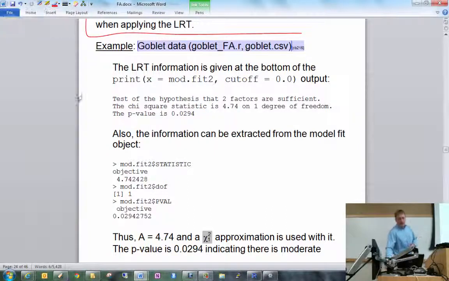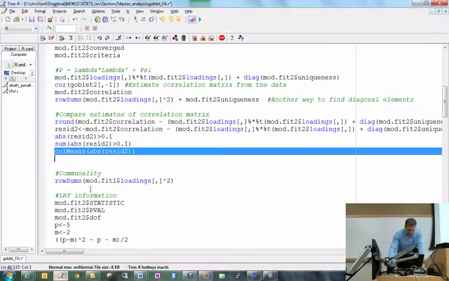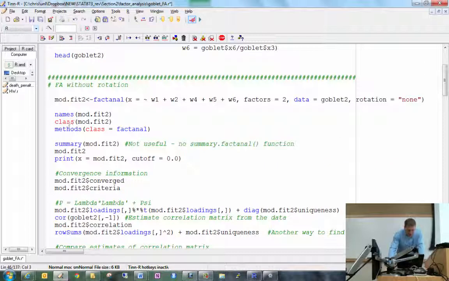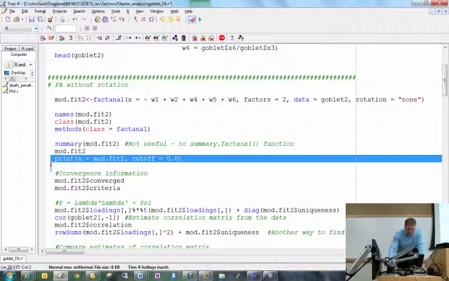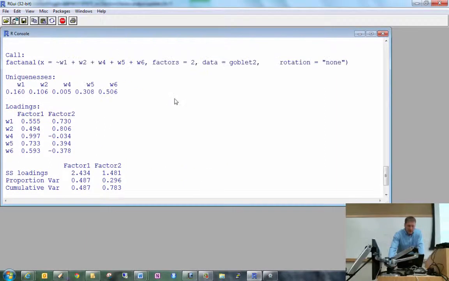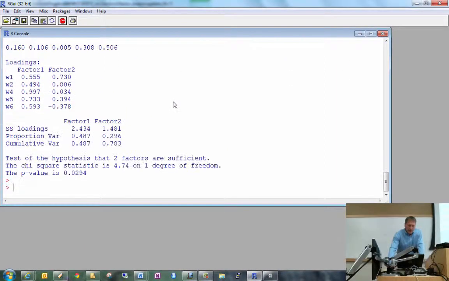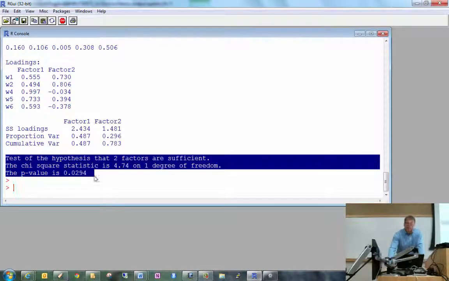So let's apply this now to the goblet data set. If we look at the output that we get from using the print function with our mod.fit2 object that we got from factanal, this is the output that we get. And at the very bottom, we have the necessary information that we're looking for. It's the test of the hypothesis that 2 factors are sufficient. That's the hypothesis test that we talked about.